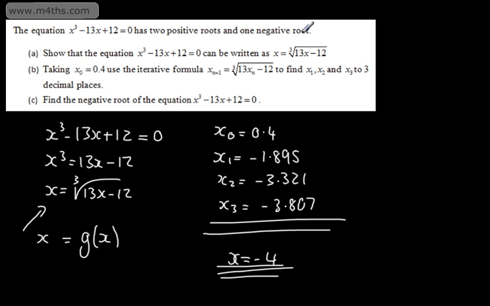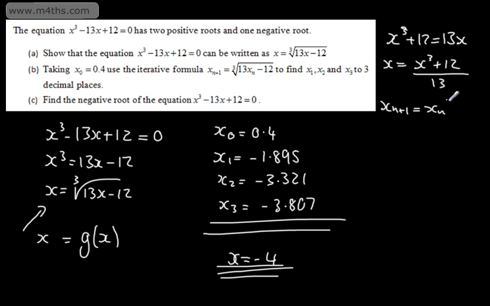We could have rearranged this in a different way. What we could have said now is that x cubed, let's do a different one. So x cubed plus 12 is equal to 13x. So we can say now that x will be equal to x cubed plus 12 over 13. So the iterative process, or iterative formula, would give us x sub n cubed plus 12 over 13.